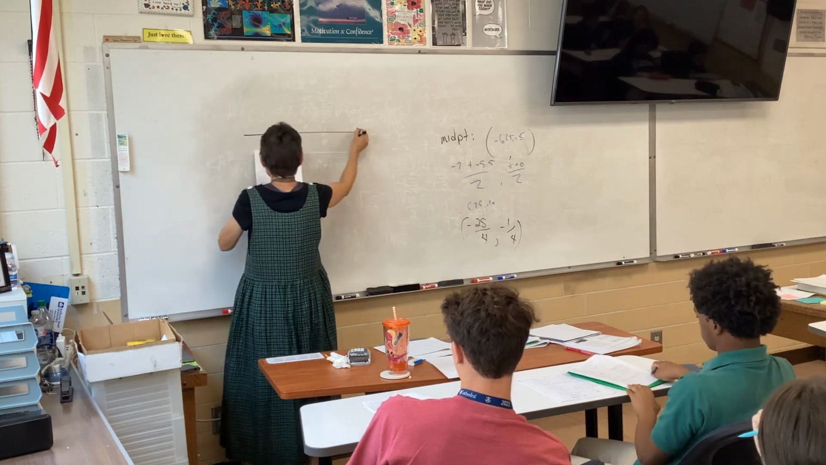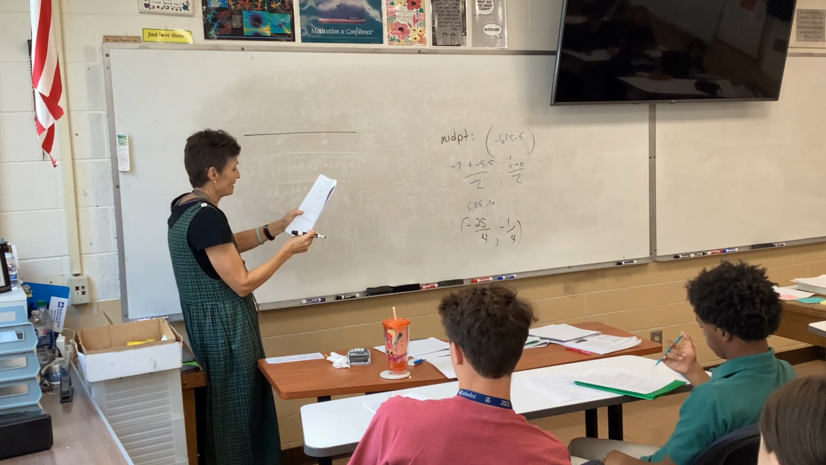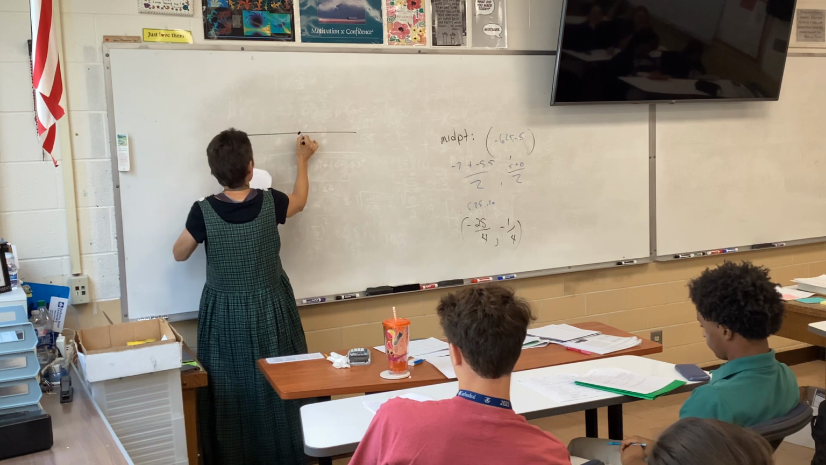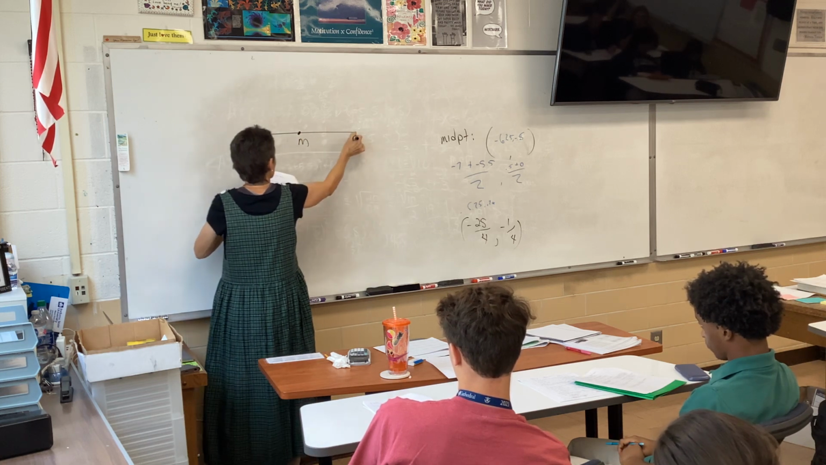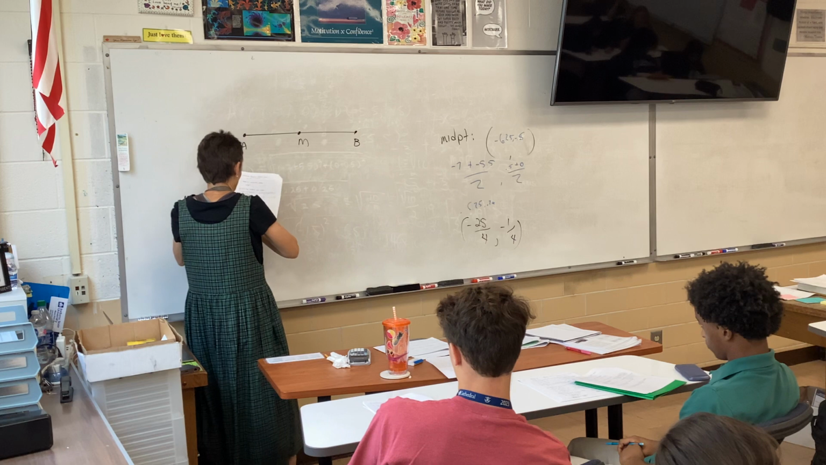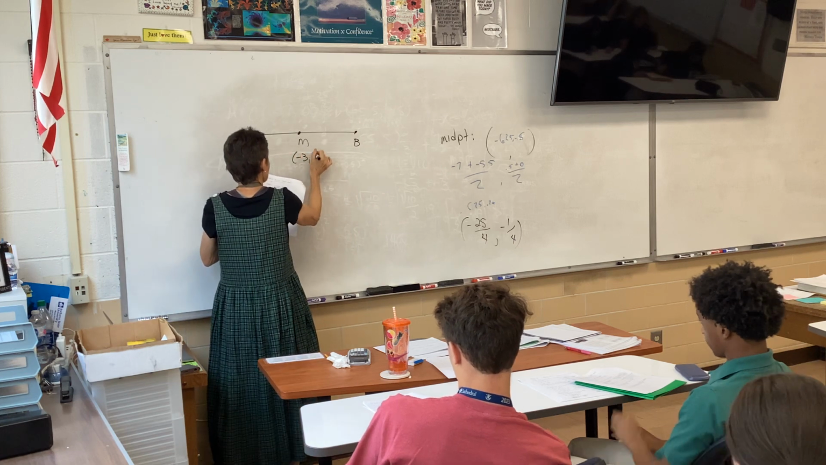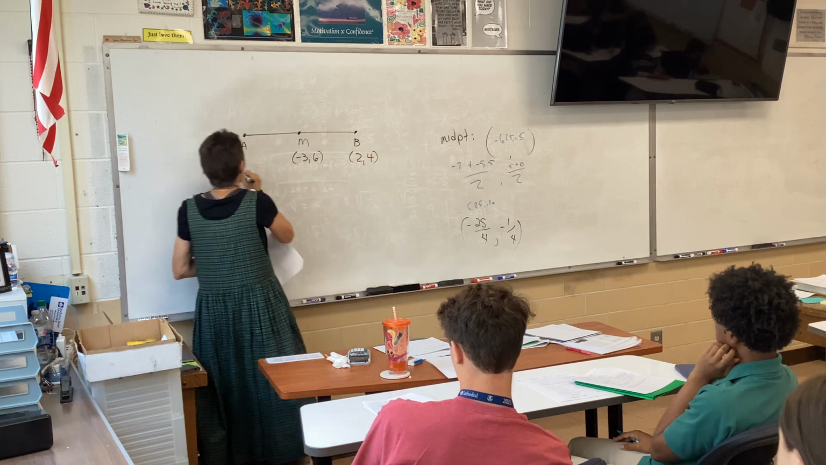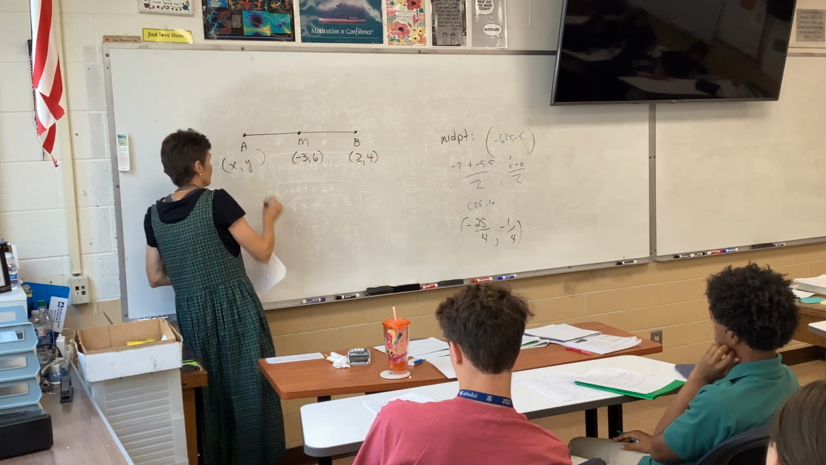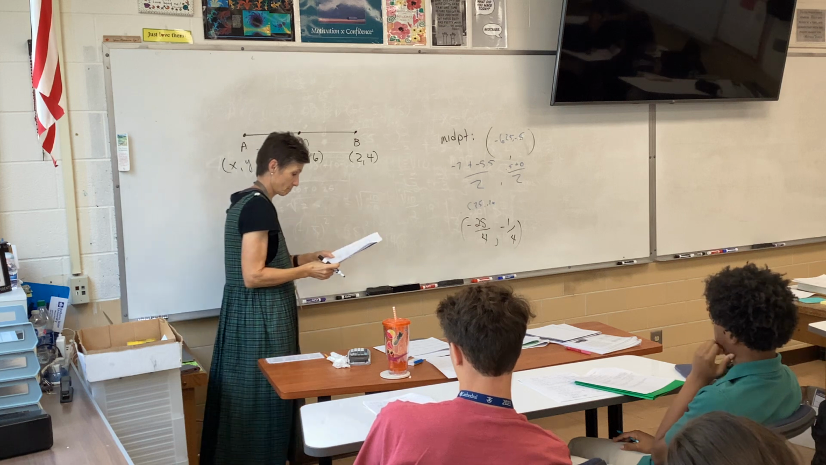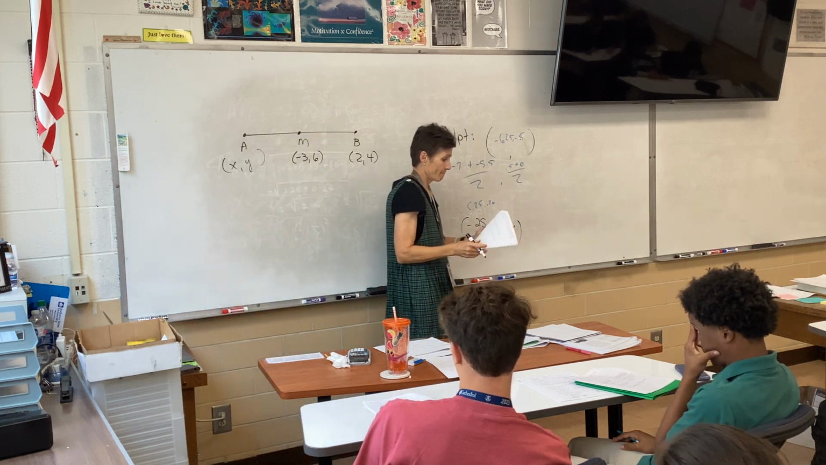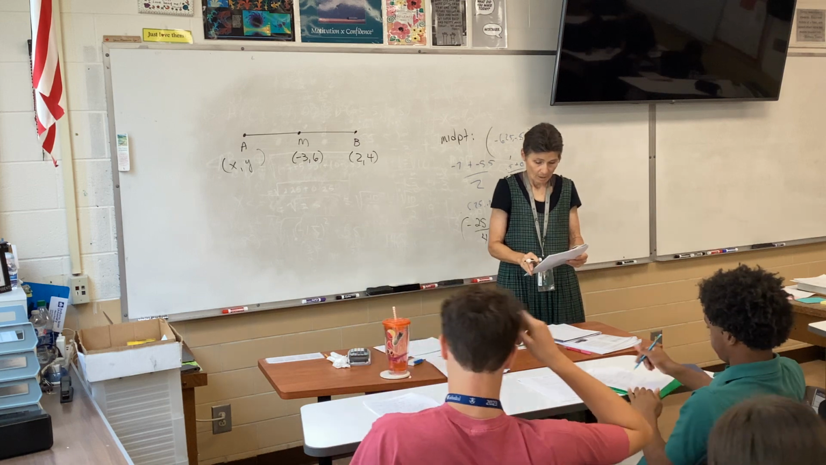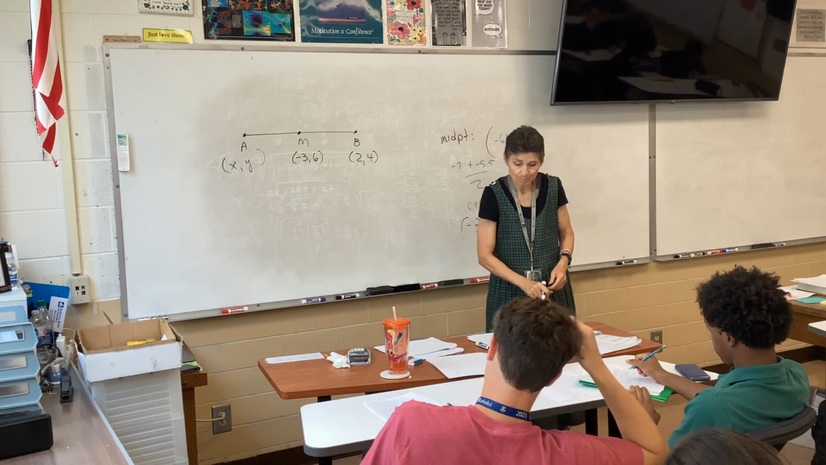All right, so here's the situation. I'm in problem 9. It says M is the midpoint of AB. M is (-3, 6) and B is (2, 4). And my job is to find A. All right, what do you think?